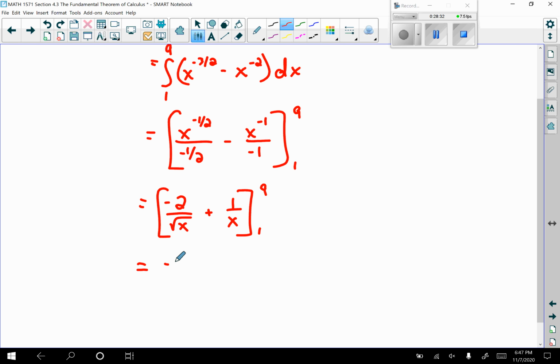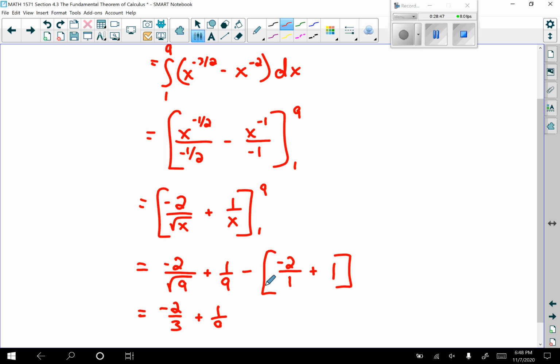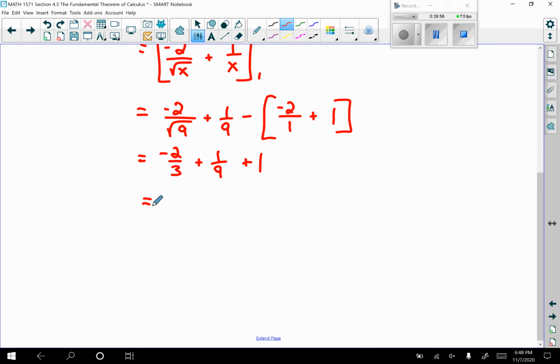So as we substitute in the 9, this becomes negative 2 over the square root of 9 plus 1/9 minus, and we have to subtract this whole thing, negative 2 over the square root of 1 is 1, and then just plus 1. So we're going to get negative 2 thirds plus 1/9. This will become a negative 2 plus 1 is a negative 1, so minus the negative 1 will become a plus 1. And we can get common denominators. This will become a negative 6/9 plus the 1/9 plus 9/9, and we're going to get 4/9 when we combine those.